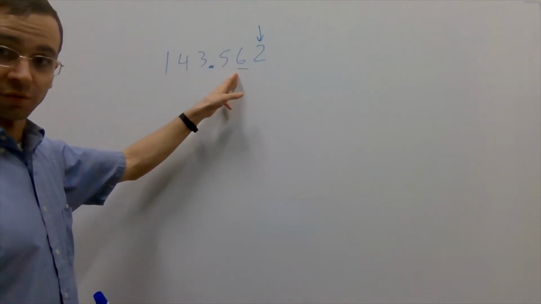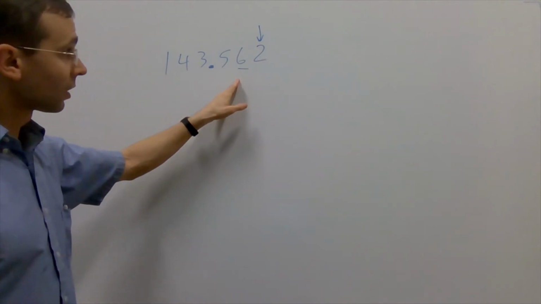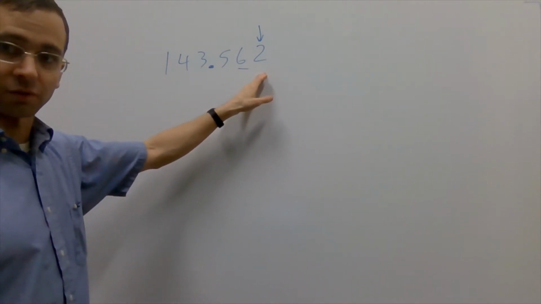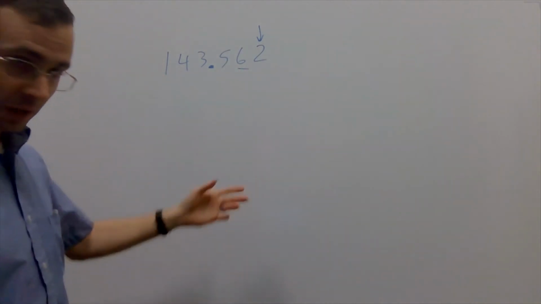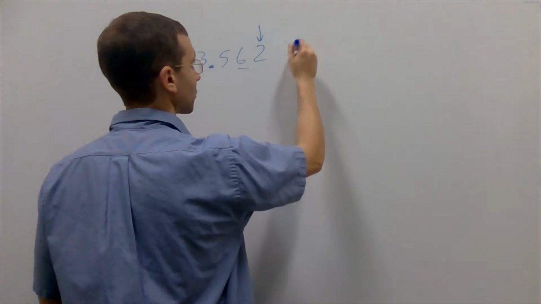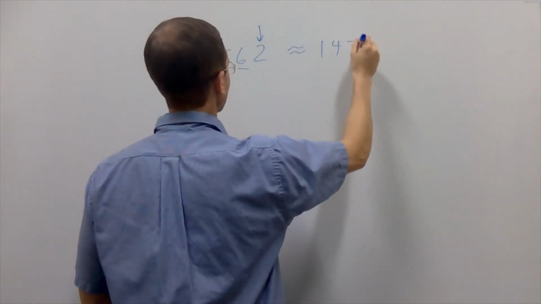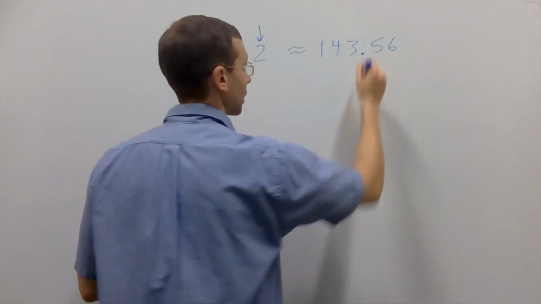Identify the digit that you'll be rounding to, the digit that's in the place you'll be rounding to. Look at the one after it and determine whether or not you're going to stay at this number or go up by 1. In this case, since the digit after the 6 is a 2, this number becomes rounded to 143 and 56/100ths.